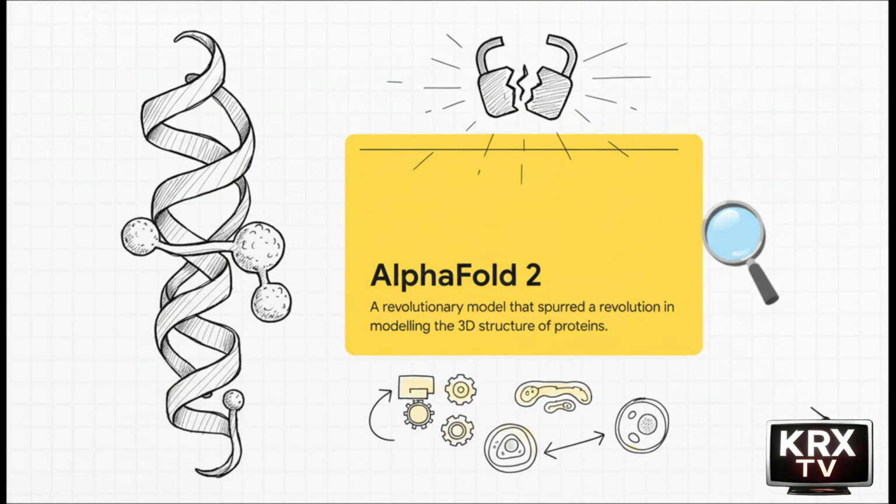You probably remember this. Just a few years back, AlphaFold 2 burst onto the scene. And it was a monumental achievement. It solved this 50-year-old grand challenge in biology, predicting a protein's 3D shape just from its genetic code. It gave us our first really clear pictures of these workhorses of the cell.